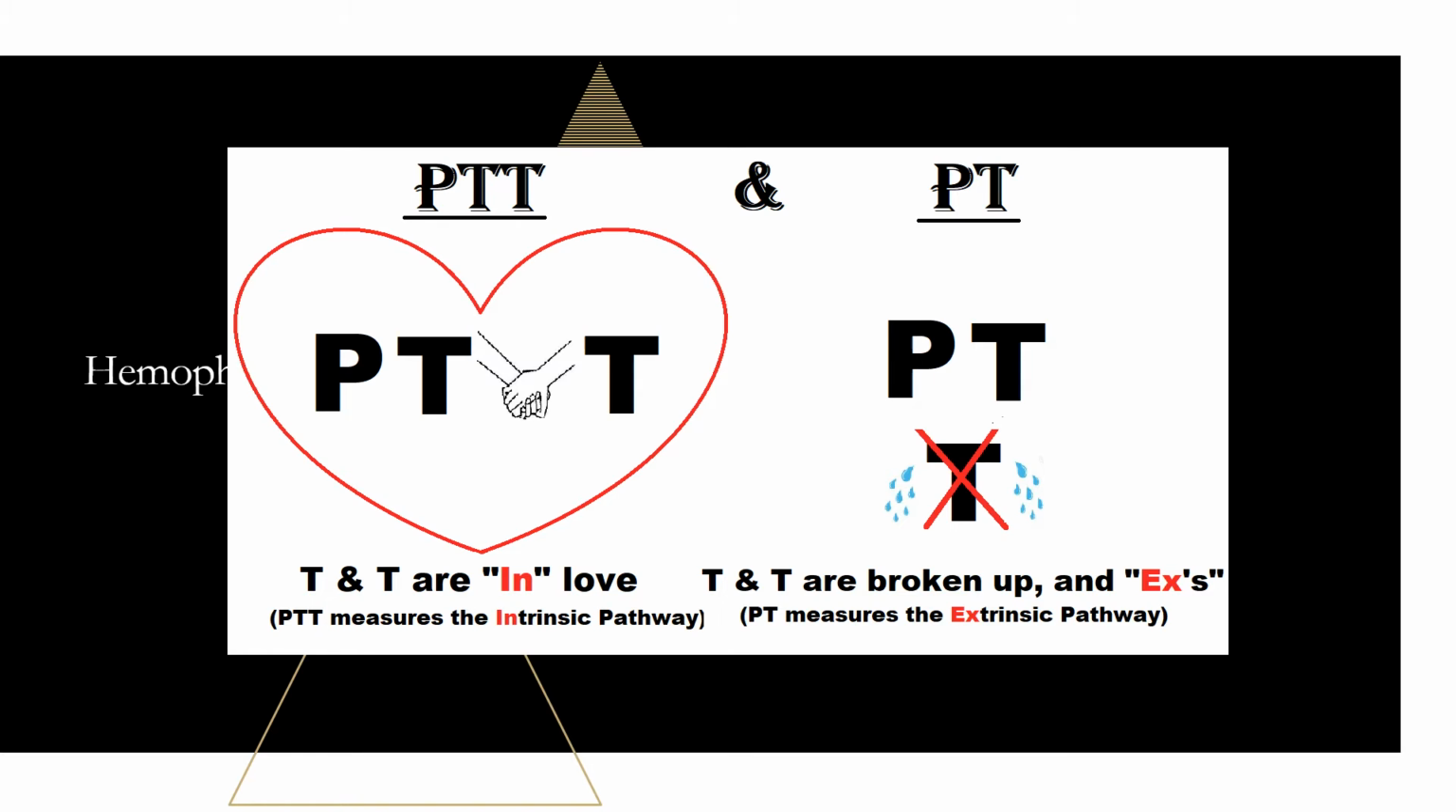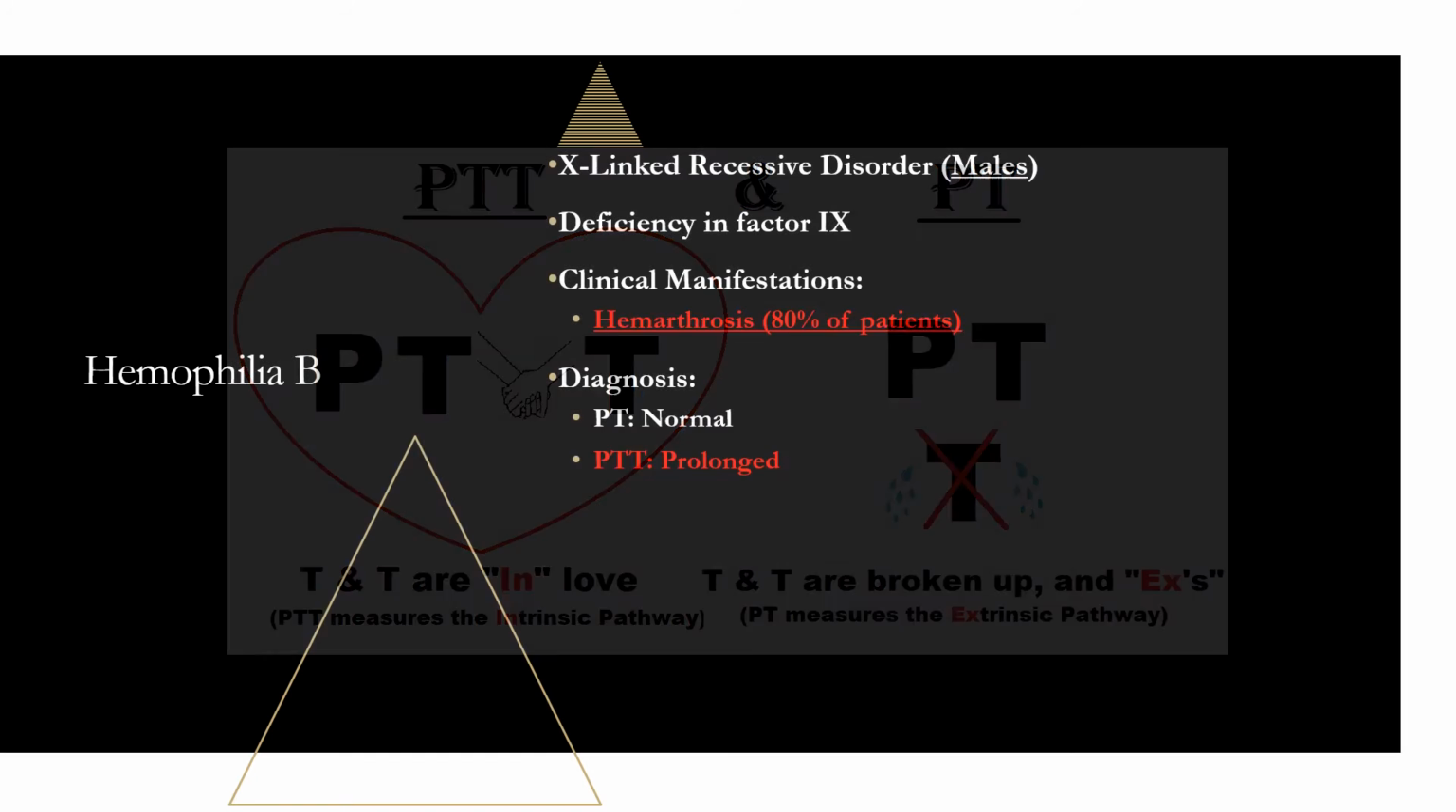And then PT, T's no longer in the picture. He's gone. You can see him down there crying, because T and T are broken up. They're X's. And that's because PT measures the extrinsic pathway. So that's just a little trick that I came up with. If you ever forget which is which, remember, is T still in love, or are they X's? Are they broken up? That's how you can remember intrinsic and extrinsic pathway.